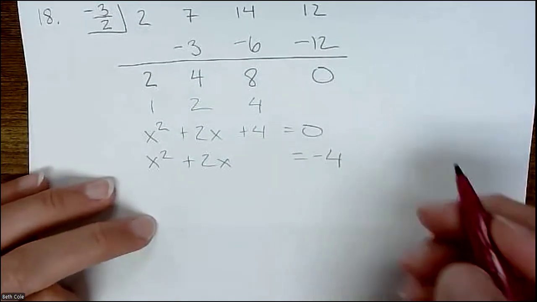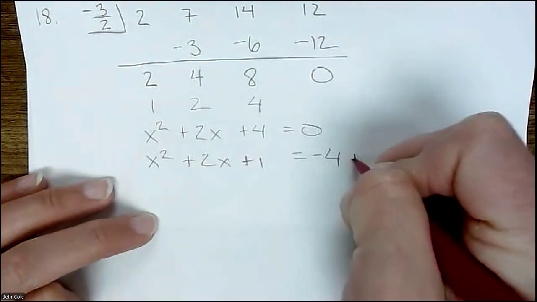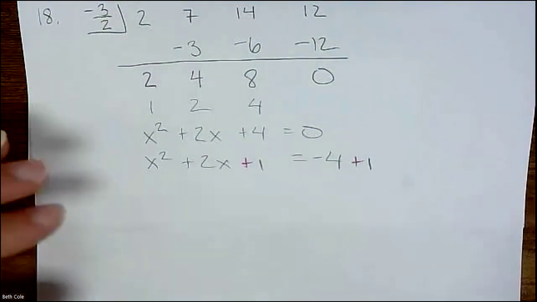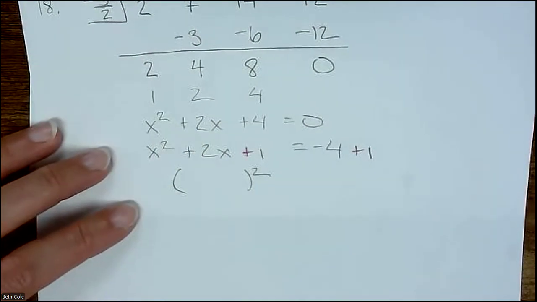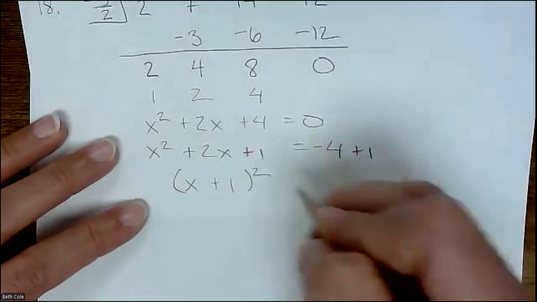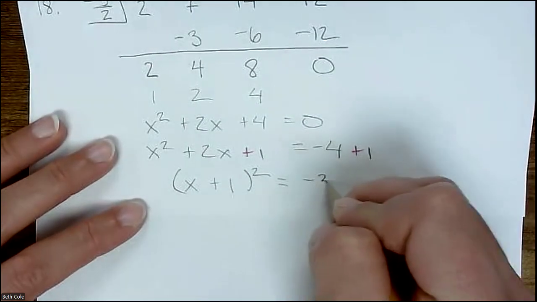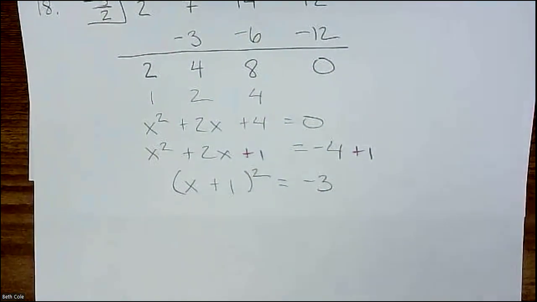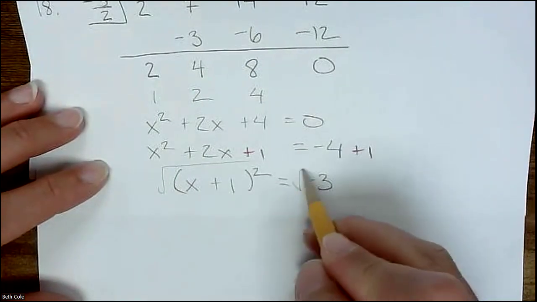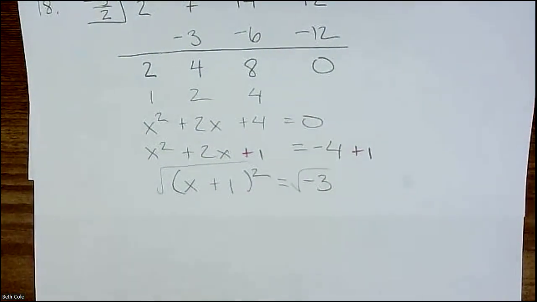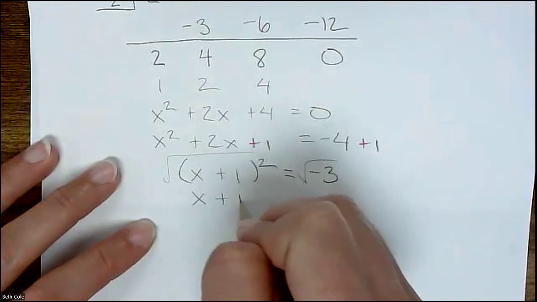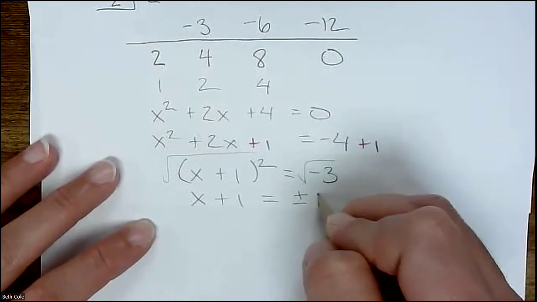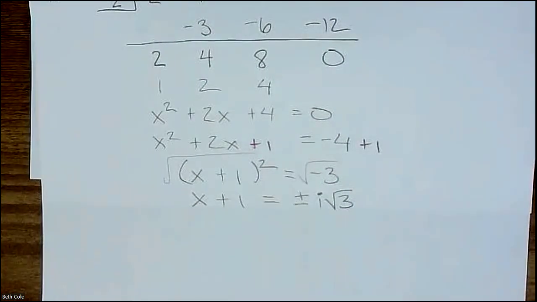All right. So what are we going to add to both sides? 1. Good job. 1 usually trips everybody up. You guys got that. Nice. So blank squared, what's going to go in the blank? X plus 1. This side is -3, which makes sense because when we square root a negative, it'll be imaginary. We didn't see any other zeros on the graph, so we're expecting them to be imaginary. So x plus 1 equals plus and minus i square root of 3.